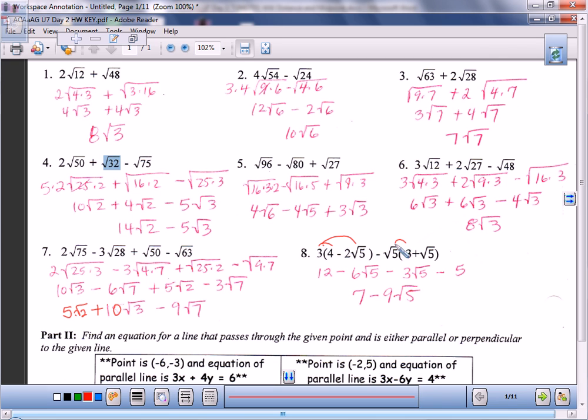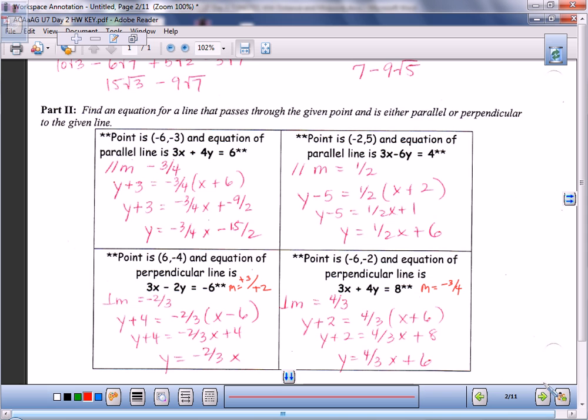And now I do negative root 5 times square root of 5 is negative square root of 25, which is 5. So then you combine the 12 and the negative 5 to give you the 7. And negative 6 root 5 minus 3 root 5 is negative 9 roots of 5. All right. Anything else?